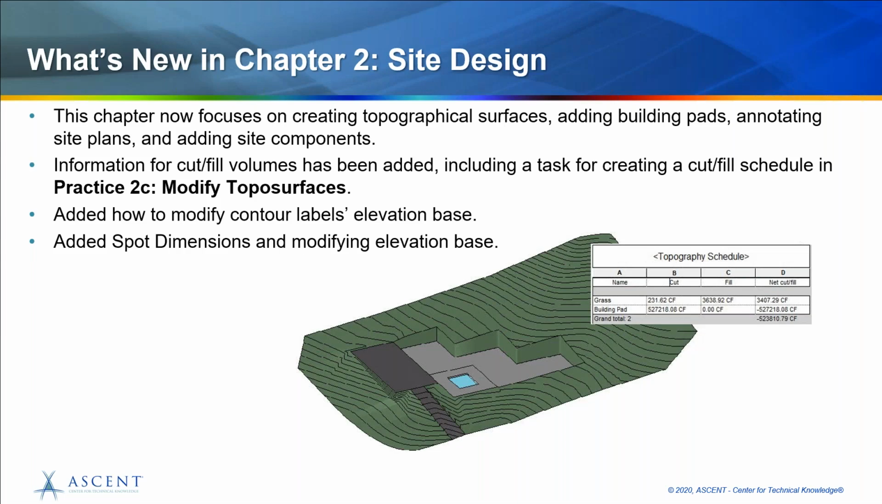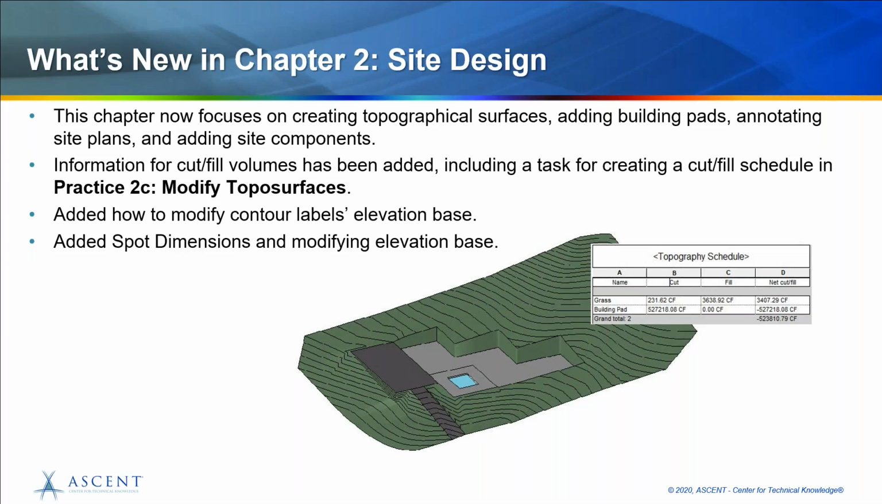So I've added spot dimensions like spot elevation and spot coordinates, and how to modify the base constraint to either survey point, project base point, or internal origin. And since I talk about spot dimensions, elevation base, I added how to change this for the contour labels as well. Practice 2A is still creating a topographical surface, and practice 2B is still adding a property line and building pad. But for practice 2C, I have added, at the end of it, creating a cut and fill topographical schedule.